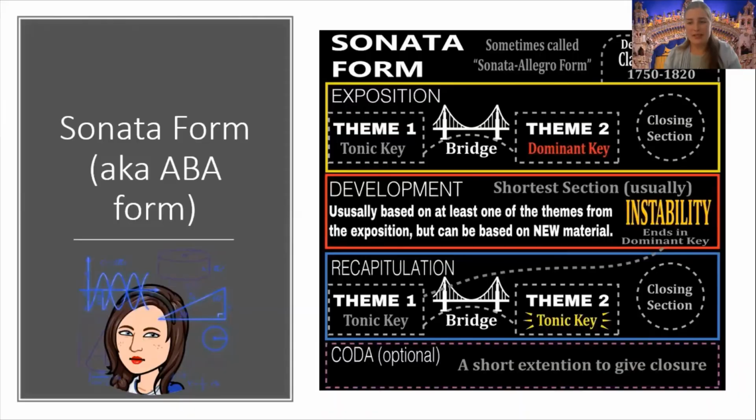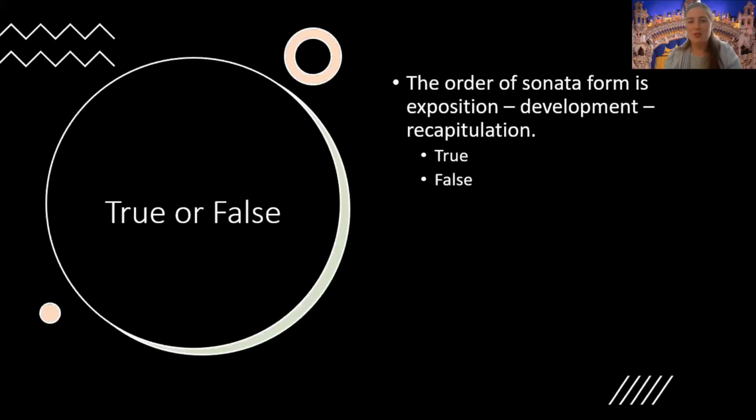It's your bonus. So tell me, true or false? The order of sonata form is exposition, development, recapitulation. So A, B, A, yes, but what are they called?